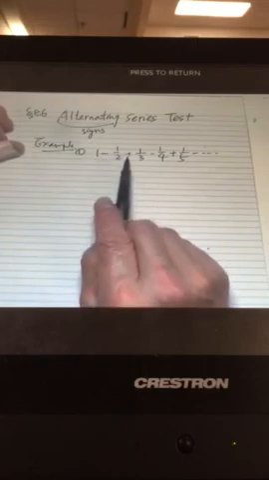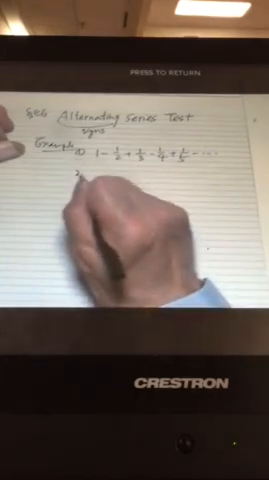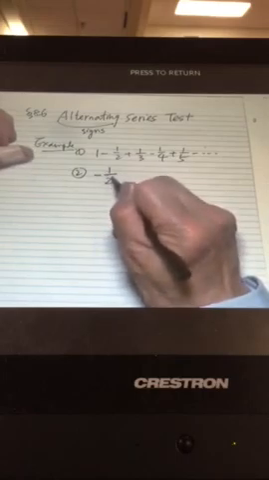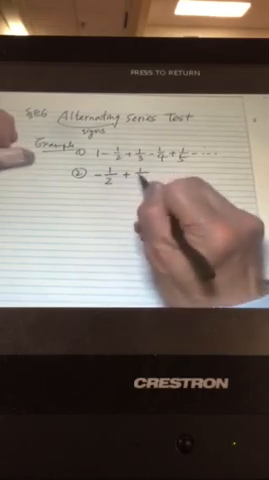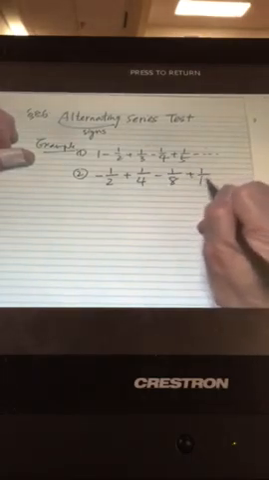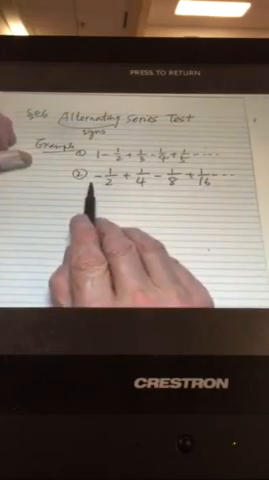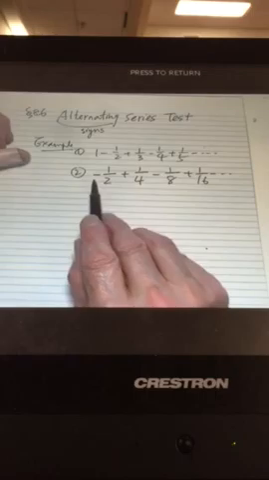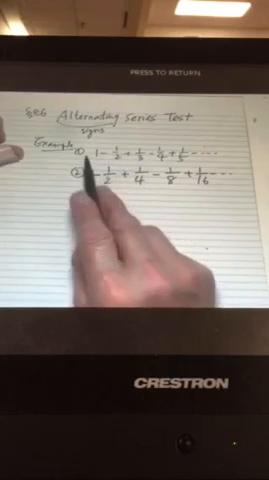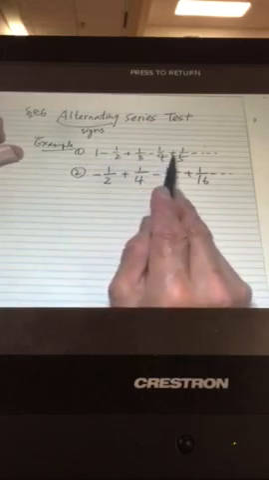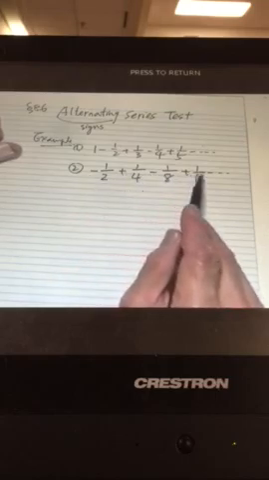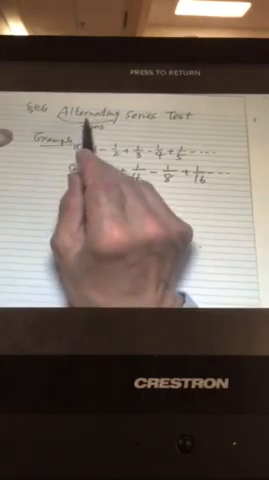This is positive, negative. Of course, it can be the other way. I can maybe write minus 2 plus 4 minus 8 plus 16. And so it could start with negative. But whether it starts with positive or negative, alternating means the signs change from term to term: plus, minus, and also minus, plus. Okay? That's what alternating means, signs.